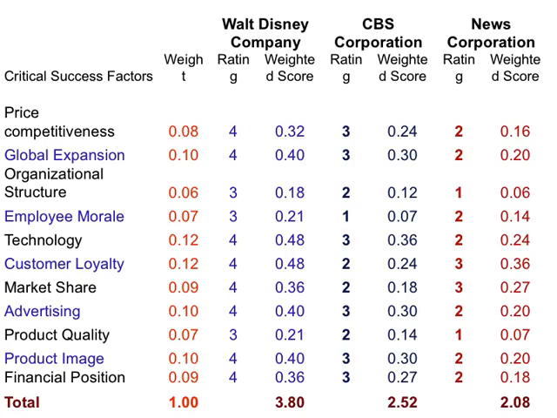So let's look at the matrix. We have Walt Disney, CBS, and News Corporation. We have the critical success factors. We have weights, ratings, and weighted scores as in the EFE. So the different things here would be, you have critical success factors, you have 3 companies, and you have ratings that are different.